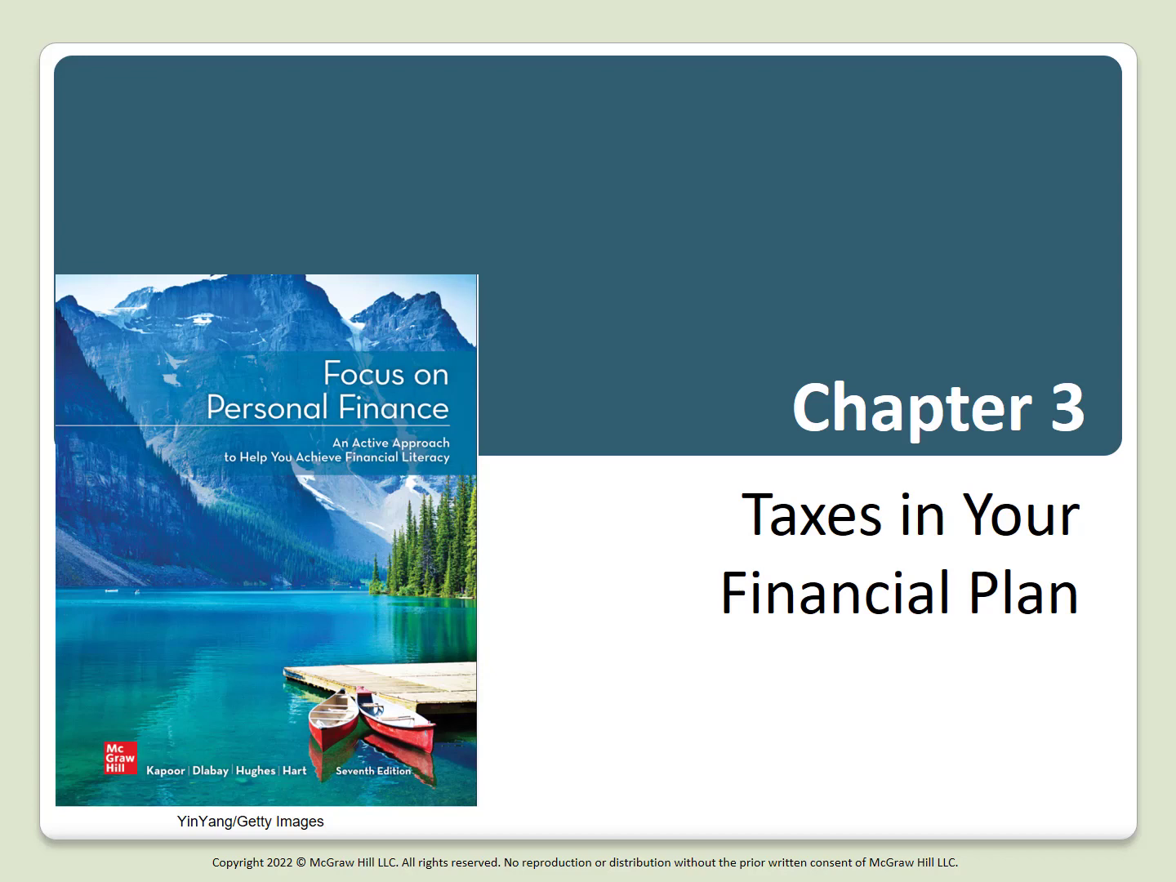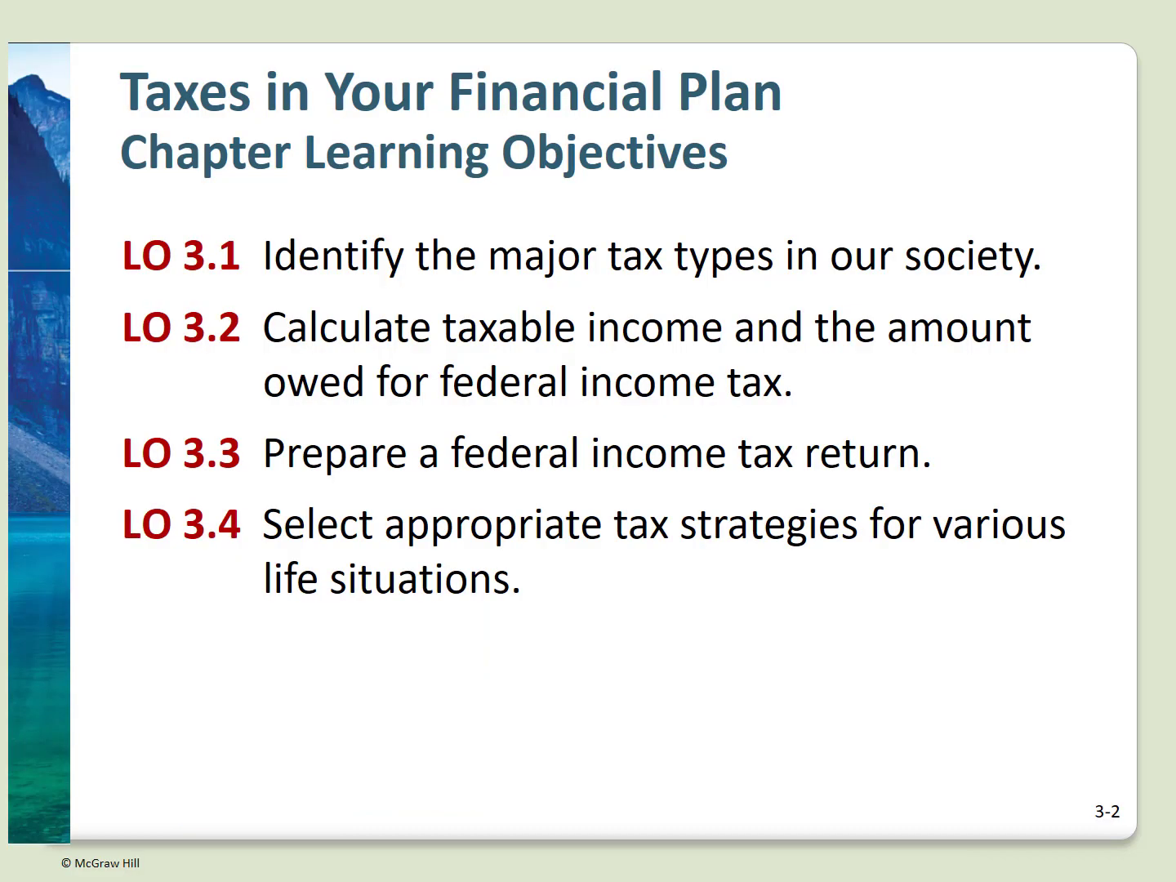Chapter 3, Taxes. We all have to pay them, so we might as well get this out of the way early on. Here are our learning objectives for this chapter. Basically, we want to understand the U.S. tax system and how we can minimize the taxes we have to pay. So we need to identify the major tax types, calculate taxable income and the amount owed for the federal tax, prepare a federal income tax return, and look at some appropriate tax strategies for various life situations.